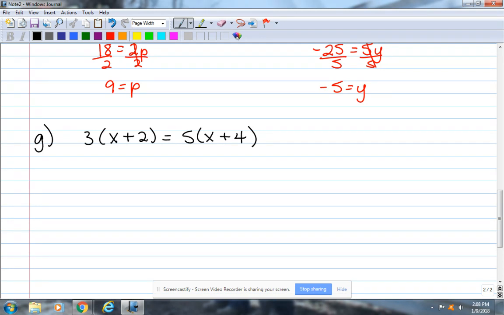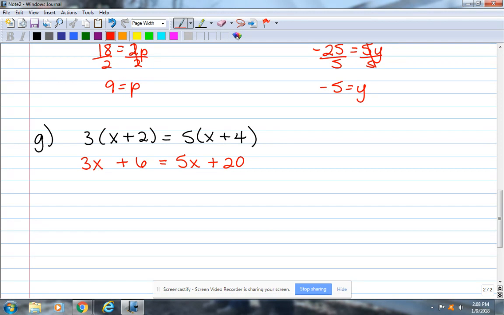So what's 3 times x? 3x, very good. And what is 3 times 2? 6. Equals, same thing on the other side. What's 5 times x? 5x. And what is 5 times 4? 20. And now it looks just like a problem that we've been doing with variables on both sides. So how do we get our x's together? A couple ways. Somebody tell me one way I can get my x's together.